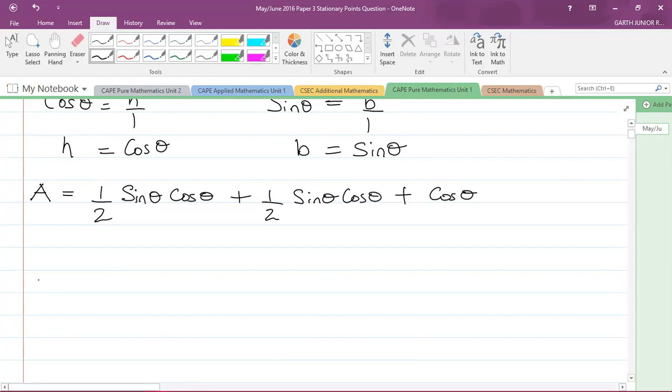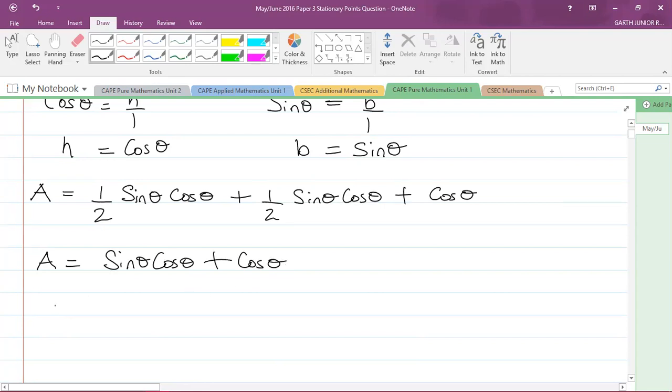So I'm just going to simplify now. The area is equal to a half sine theta cos theta plus a half sine theta cos theta, which is 1 sine theta cos theta, because we know that a half plus a half is 1. So we have 1 sine theta cos theta there, plus, we still have the cos theta at the end.